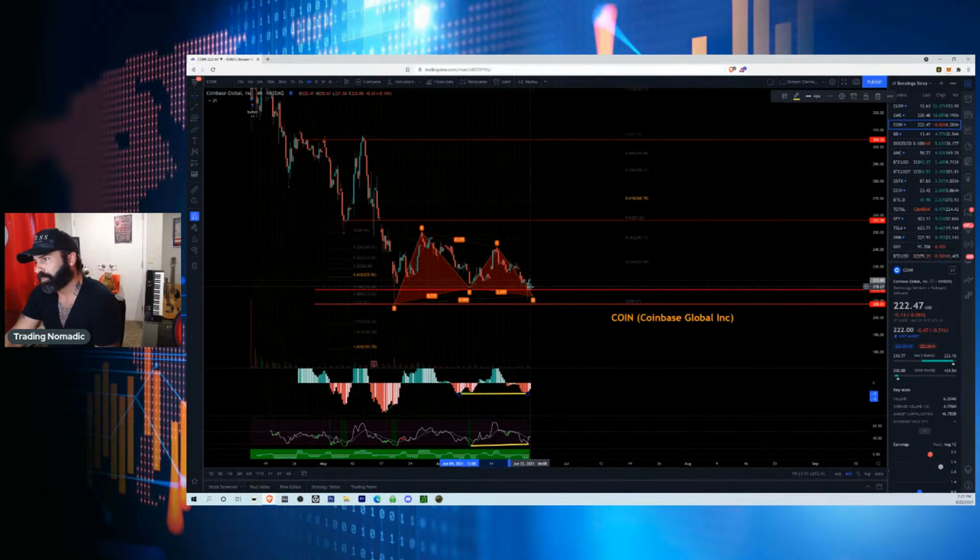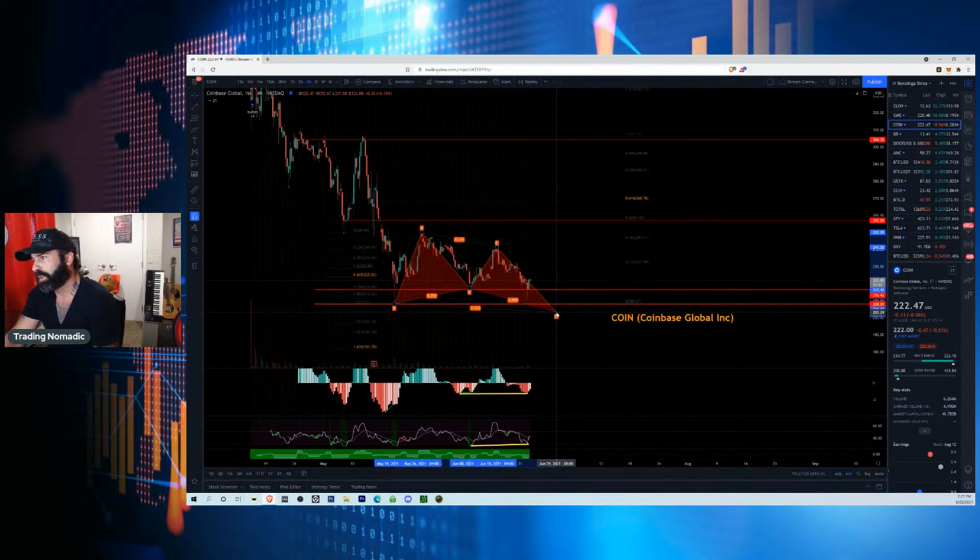I wouldn't be completely surprised if we do come to test a little bit lower here, if we did hit the 88.6% retrace. And if we did hit an extreme level on here, we could come down even further and hit that 1.618.